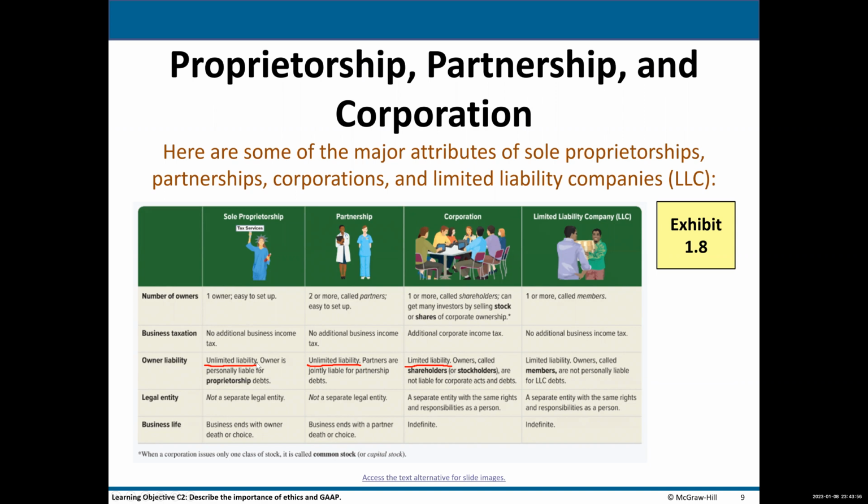So let's say that if you're a sole proprietor or a partnership, you get sued, right? Well, if the person wins the lawsuit, they can not only go after your business assets like your company car and your company building, they can go after your house, your personal residence. They can go after your personal car. They can go after your personal checking account.